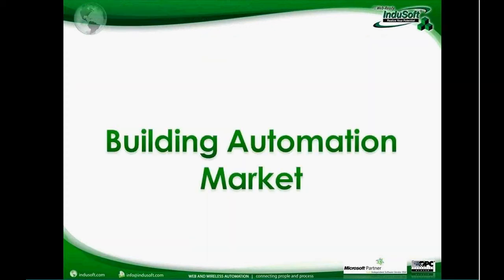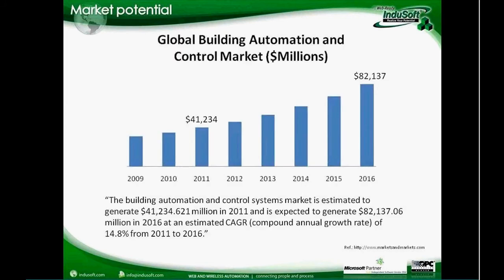Talking a little bit about the building automation market, this research came from Markets and Markets. According to them, the building automation control systems market is estimated to generate around $41 billion in 2011, and they expect it to generate $82 billion in 2016, and an estimated compounded annual growth rate of 14.8% from 2011 to 2016.